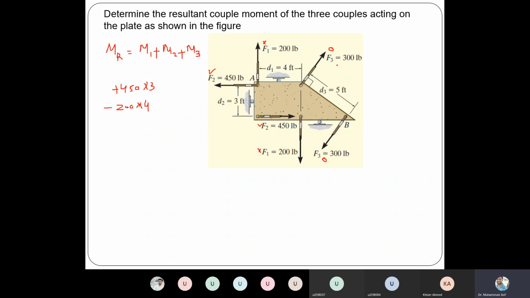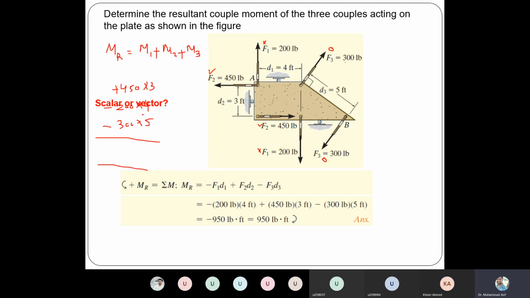What about F3? That's 300, and what's the perpendicular distance? 5. So 300 multiplied by 5. What about the direction? Negative. So that means the resultant moment is the sum of these 3, so you have to calculate, right? Two will be negative, and 1 is positive. So overall it is negative. So that means the resultant moment has direction in which direction?